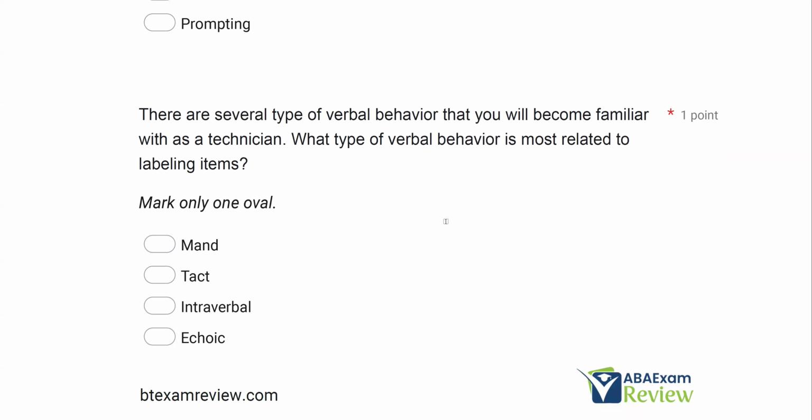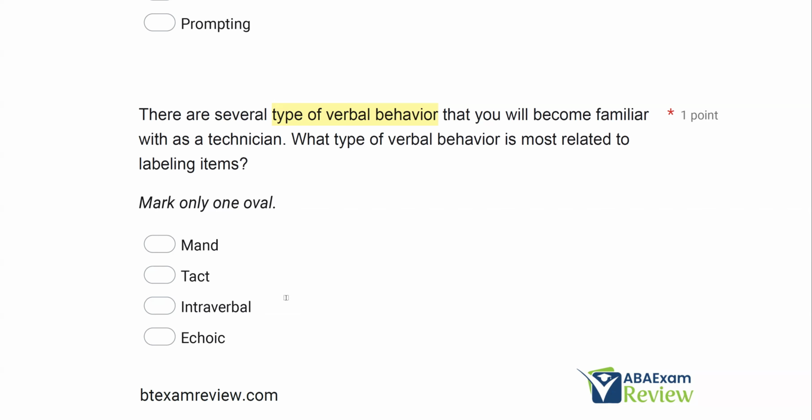There are several types of verbal behavior that you will become familiar with as a technician. What type of verbal behavior is most related to labeling items? All right, so we're looking at the different types of verbal behavior. And when we talk about type of verbal behavior, you as a technician don't need to know the ins and outs of these verbal behaviors. And so the reason I'm presenting this question is more of a teaching moment because you're going to hear the word mand a lot, the word tact a lot, the word intraverbal a lot, and the word echoic a lot. You might even read them on your exam. These are just common words we use in practice.